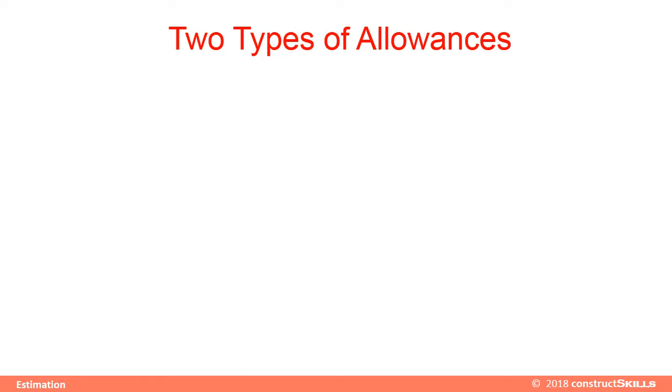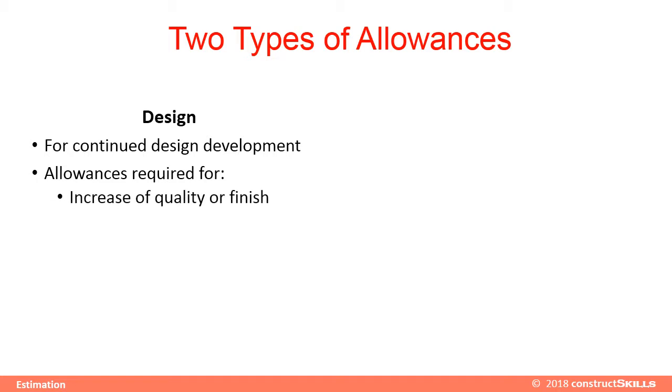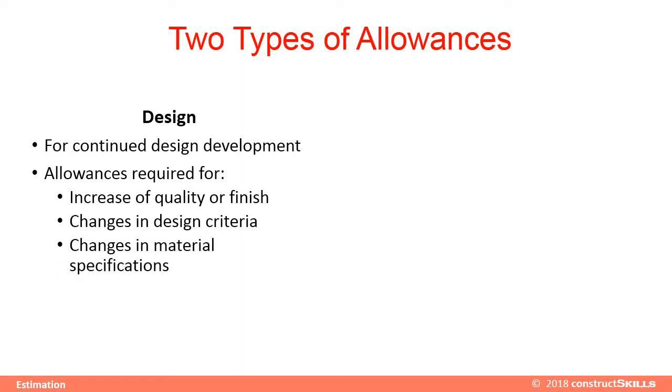Two types of common allowances are added in an estimate. Design allowances. On a project, there is always design development and changes. Design allowances are required for increase of quality or finish required by project stakeholders, changes in design criteria, and changes in material specifications as the project matures.